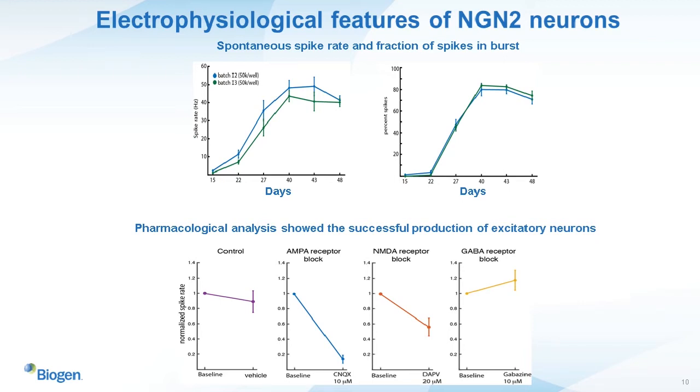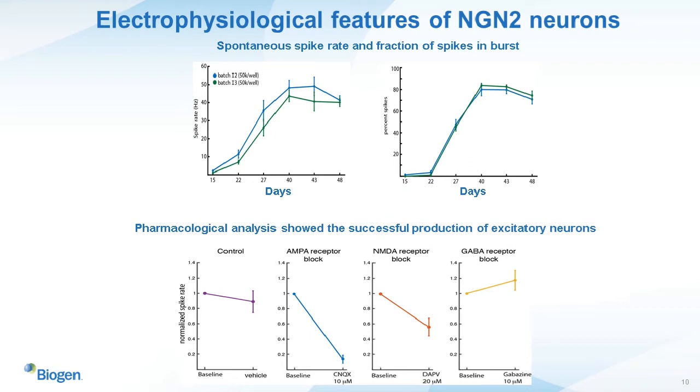Even though we could not see a distinguishable excitatory neuron expression profile by RNAseq, we could confirm that our NGN2 neurons are surely excitatory glutaminergic neurons by electrophysiological assays. The top panel shows that our NGN2 neurons start spontaneous firing 14 days after plating and start showing bursting after 4 weeks in culture without glial cells.